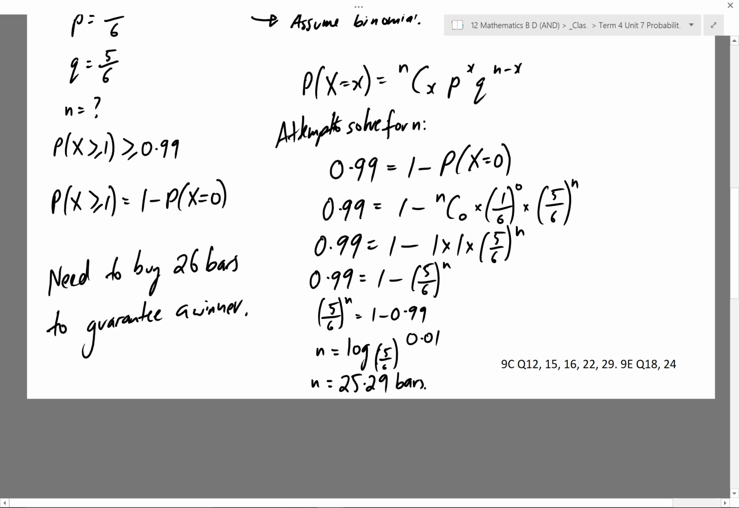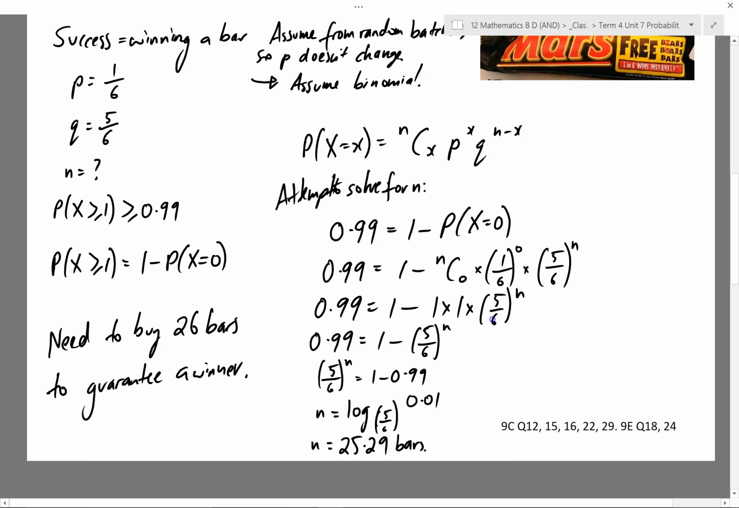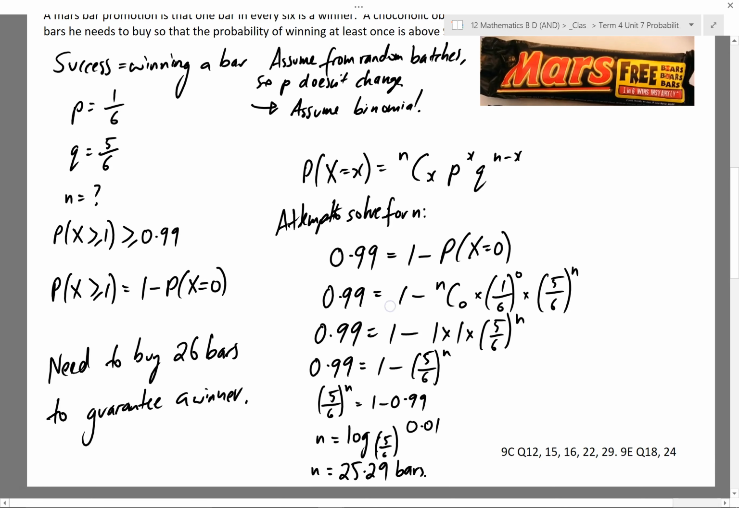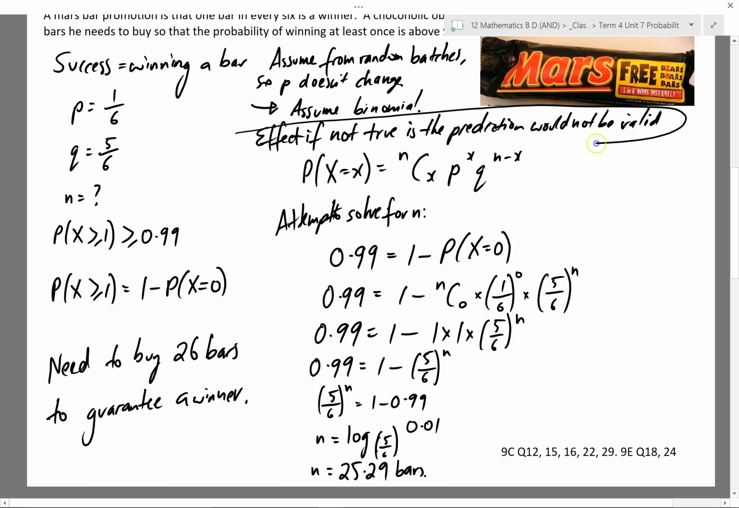Okay, so that's based on the assumption that it's binomial probability. Okay, if it was the case that it wasn't binomial, then I couldn't do this calculation. Ask for the effect of your assumption. Okay, we'll always write something like this, that if it's not true, the prediction that we made wouldn't be valid. It's a little bit of problem solving. Here's a lot more for you to practice.